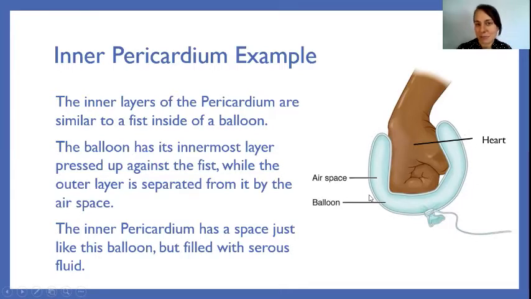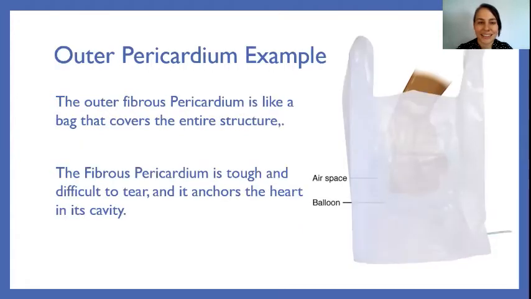This is a good example for the inner pericardium because there's going to be a layer that's pressed up and adhered to the heart. Then there's going to be a space in between that we're actually going to fill with serous fluid, allowing us to have that lubrication so that the heart can move without causing any friction with its cavity. Then there's the outer layer of that pericardium. There's one more layer though. That's going to be the outer fibrous pericardium.